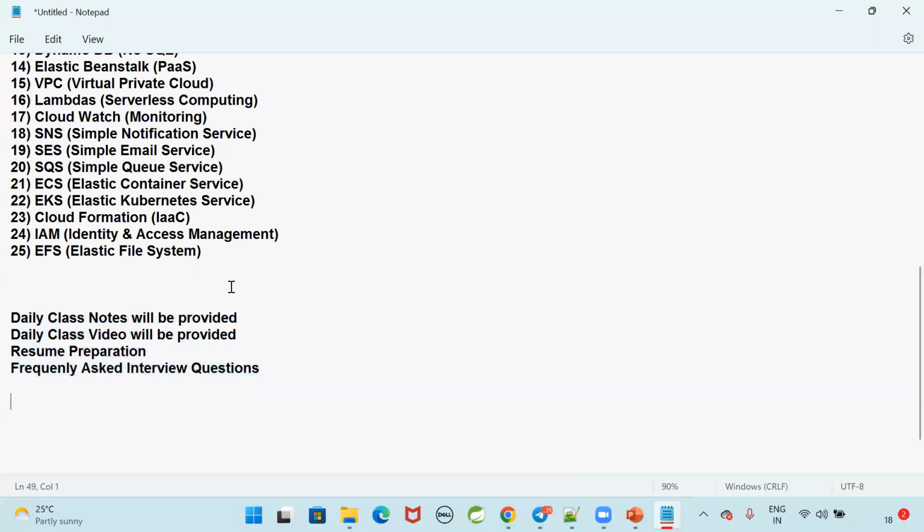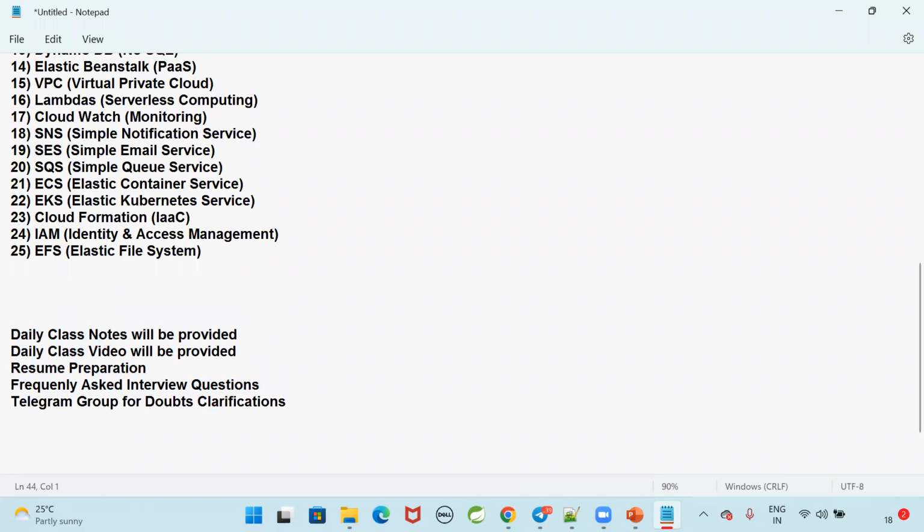Telegram group for communication. One Telegram group will be created, for doubts and clarifications. At the time of doing practice, you may get some doubts or face some problems. I already created a Telegram group. We are going to use the Telegram group for our discussions. Any doubts, any class updates you will get from the Telegram group. Okay, guys.